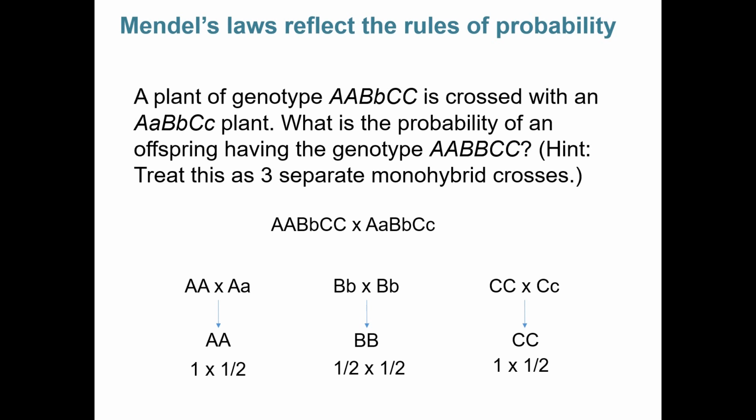That gives us a 1/2 chance of big A, a 1/4 chance of big B, a 1/2 chance of big C. And when we multiply all of these events together, because they're independent events, we get that the likelihood of getting big letters for everything is going to be 1/16.